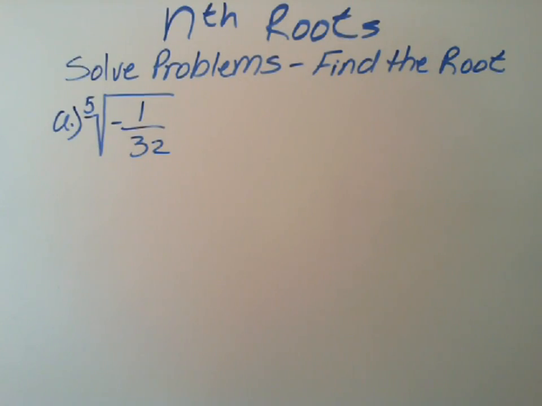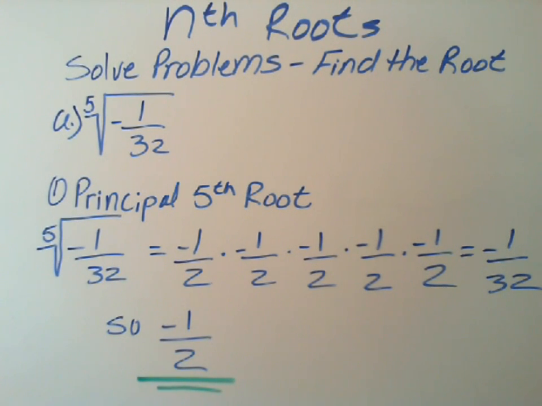Let's solve another problem. Let's find the fifth root of negative 1 over 32. In order to solve this problem, we want to find a number that we can multiply times itself 5 times to get negative 1 over 32. For this problem, negative 1/2 to the 5th power equals negative 1 over 32. So, negative 1/2 is the principal root of negative 1 over 32.